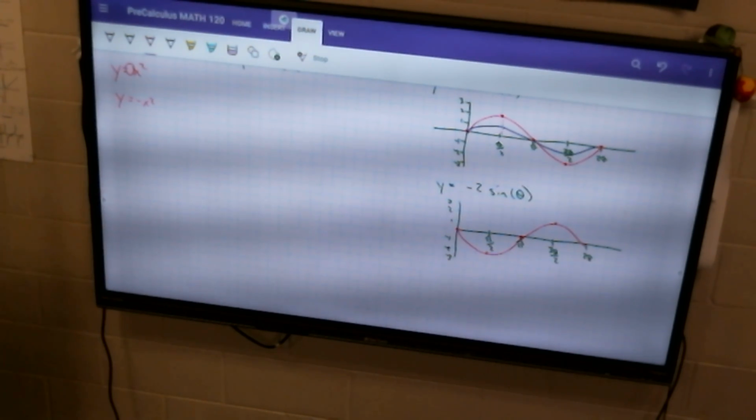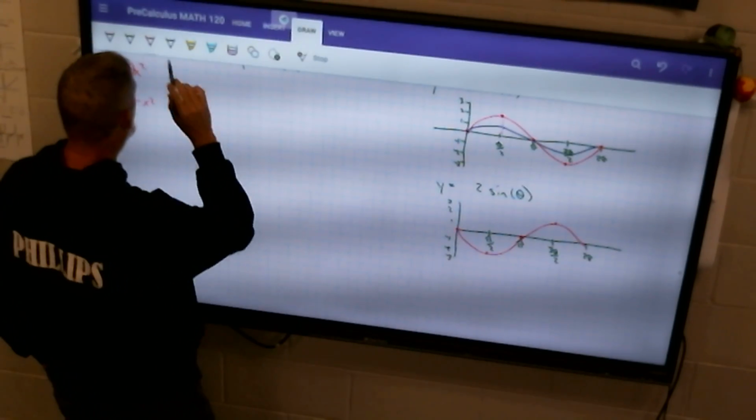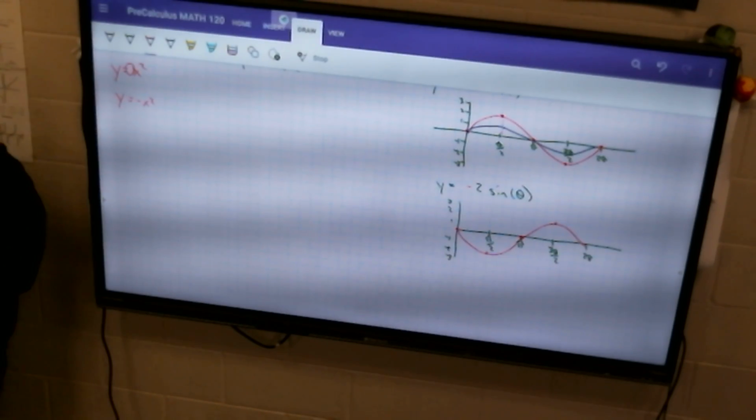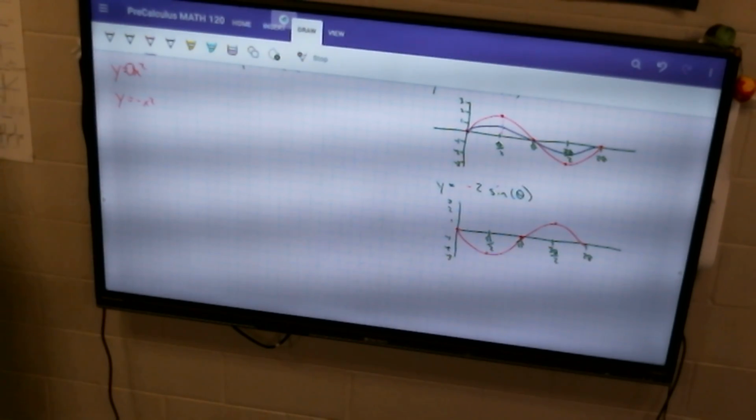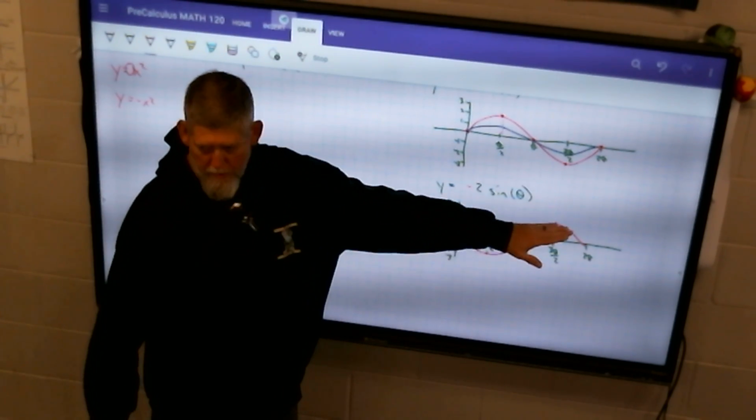People are still jotting a few things down. In fact, you know what? I'm going to change that to red. So when you look at the notes online, you can see I changed that to a negative and that reflects it. But I do want to emphasize that going to the minimum and the maximum will always be the same distance, that will never be different. From the midline, it will always be exactly the same amplitude.